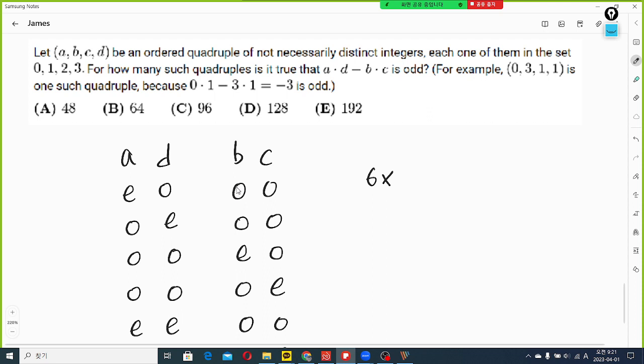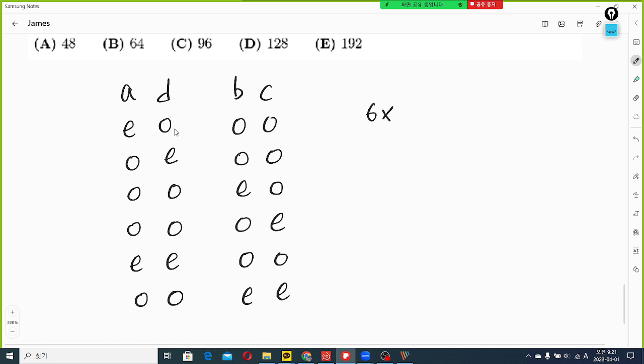So if we think of the probability, the total possible cases is 16 because we are choosing between even and odd, and there are four variables. So 2 to the fourth power is 16, and the possible cases is 6.